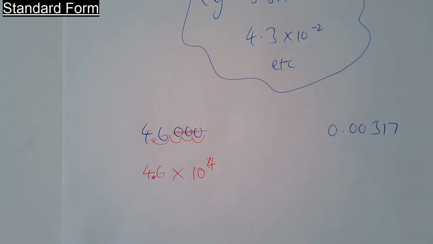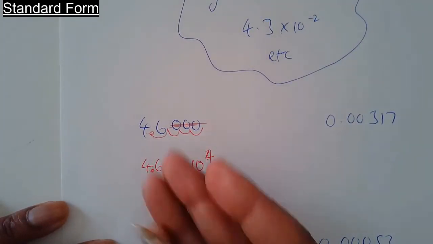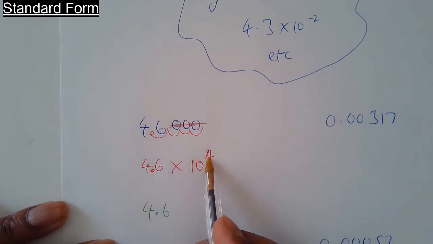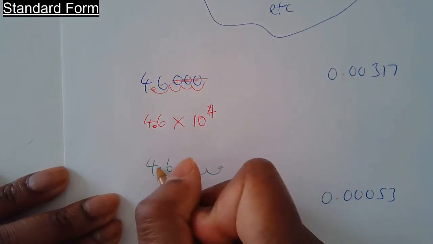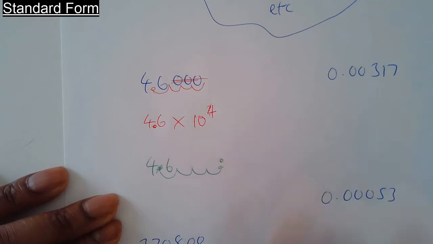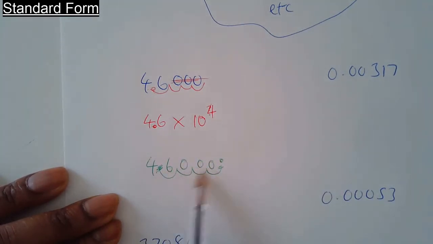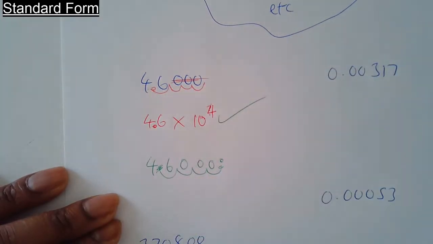You can check to see if this is correct by working backwards, and this is what we saw in the previous video, to change standard form back into an ordinary number. Remember, if it's a positive power, move the decimal point 4 places to the right. 1, 2, 3, 4. The decimal point is no longer there, it's right here. Fill in the empty spaces with zeros. There you go, 46,000. We had 46,000 over here. So this is correct.